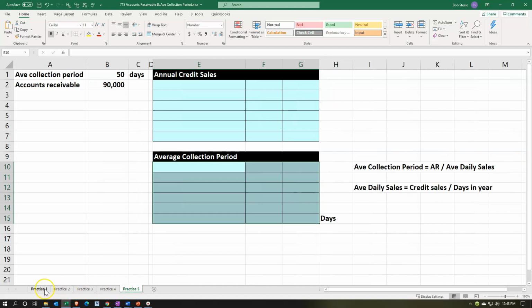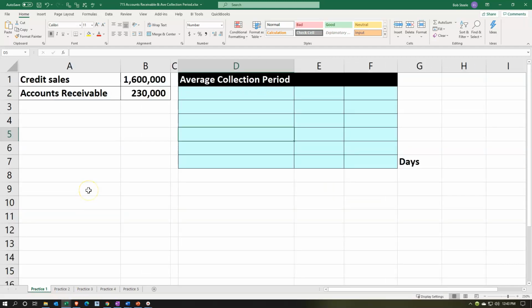quickly. I'm going to go back to the practice problem 1, and we are going to be calculating the average collection period. The data that is given for us to calculate the average collection period is the credit sales and the accounts receivable. Now remember that when you're thinking about the sales, you've got to be thinking about the credit sales when you're thinking about the accounts receivable balance. So we want to pick up the average collection period in days. That's going to be our bottom line number, where the basic formula is going to be the accounts receivable divided by the average daily credit sales. So that's going to be the formula that we will be using.